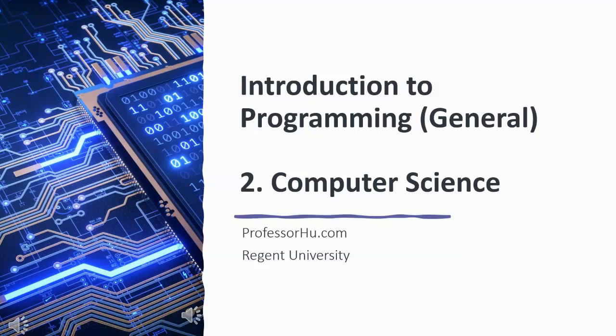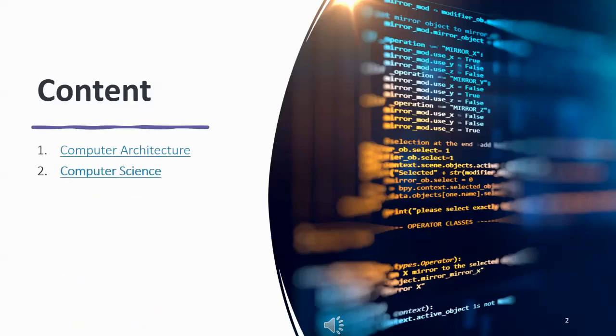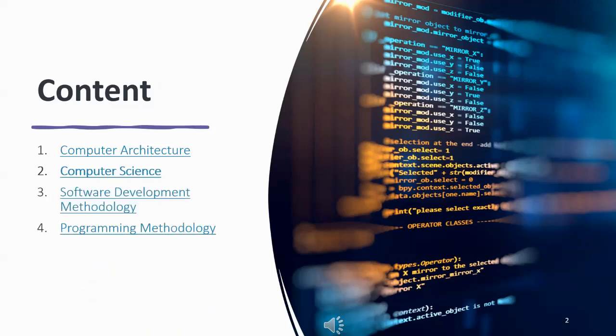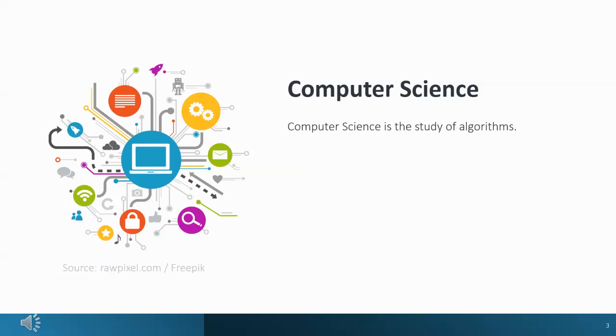This is the second part, computer science. Now I will discuss the second topic, computer science. What is computer science? Computer science is a study of algorithms. So we will discuss the fundamentals of algorithm.